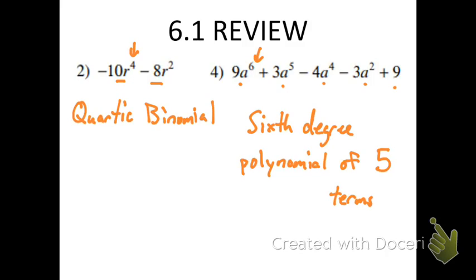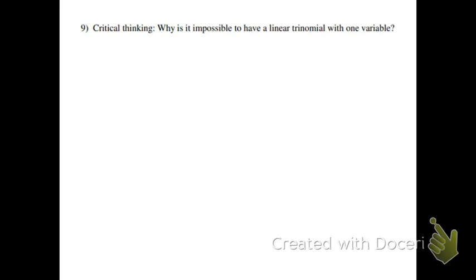Now there's a critical thinking question on here that I wanted to talk to you about, and that's why I'm going to talk to you about it right now. It says, why is it impossible to have a linear trinomial with one variable? Now linear means the highest term is actually the 1. And if you only have one variable, then this is what we'd have. Let's do 5x, okay? It says linear trinomial, one variable. So I'm making x my variable. So I could only have room for another constant here.